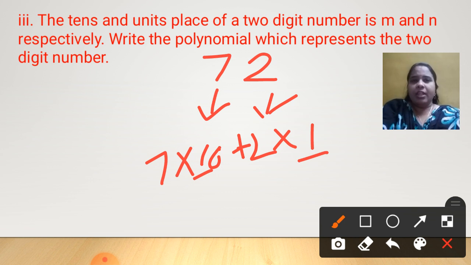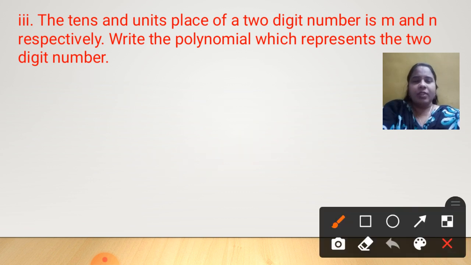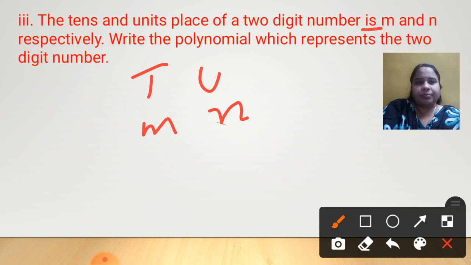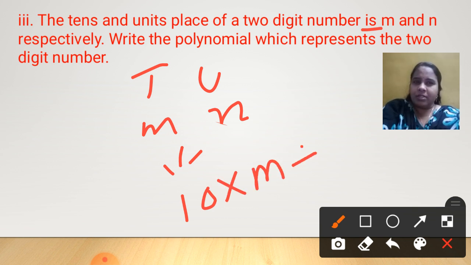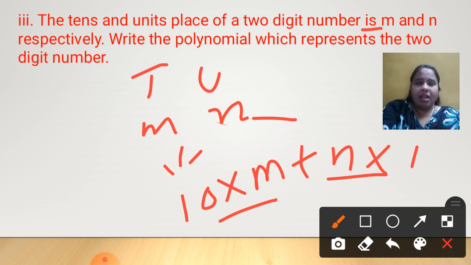Now what they are telling is, in the units place and tens place, a 2-digit number is found. We will write it again. See, in the units place and tens place, a 2-digit number is found. The tens place is M and units place is N. How will I find the 2-digit number? Just now I have explained, since it is tens place, this will be multiplied by 10. 10 into m plus, this is in units place, so this will be multiplied by 1. So what is the number that is formed? 10m plus n.